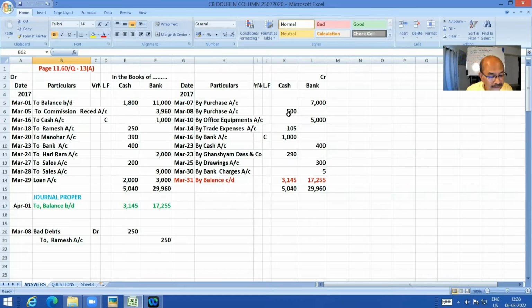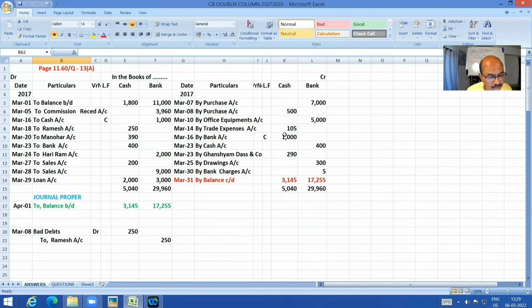Purchase a computer and payment made by check, rupees 5,000. Buy office equipment in the bank column, 5,000, because by check. Pay trade expenses, buy trade expenses cash. Why not in the bank column? They are not told it is by check. By default, everything is by cash unless they specifically say.